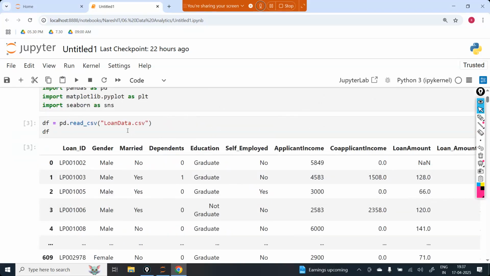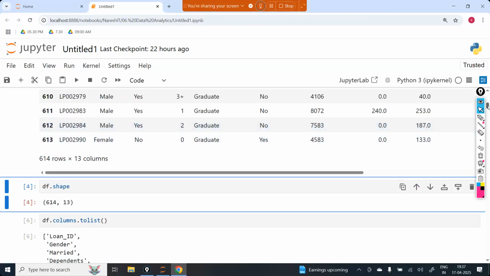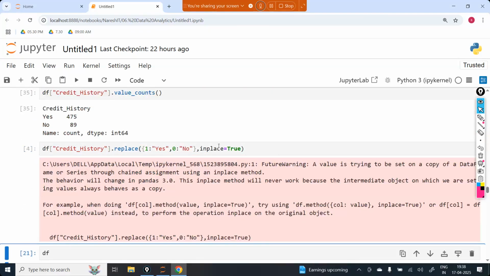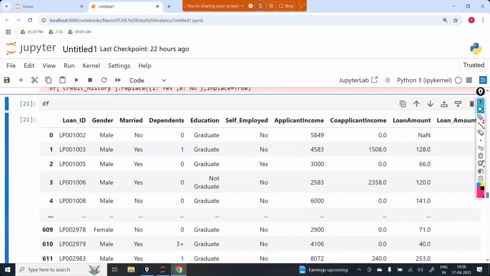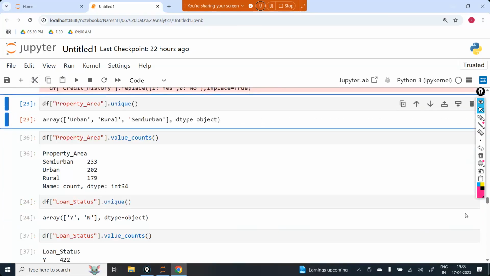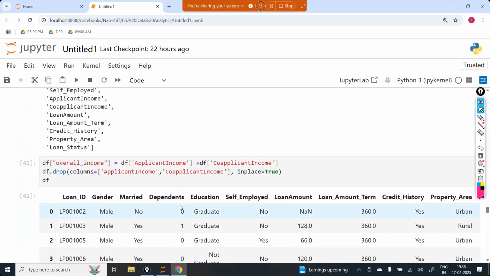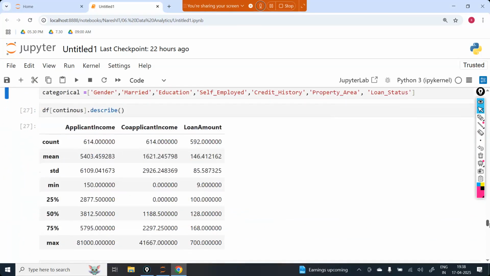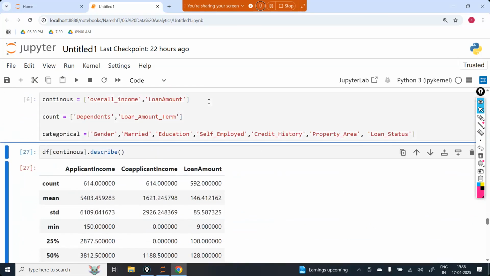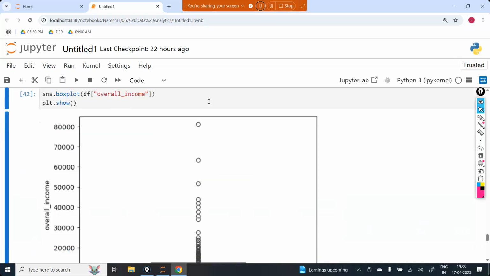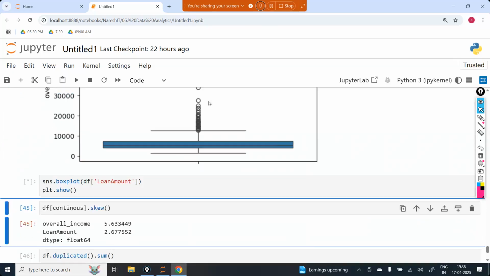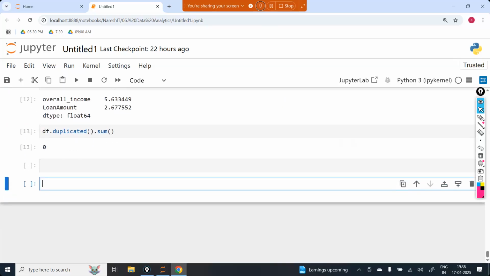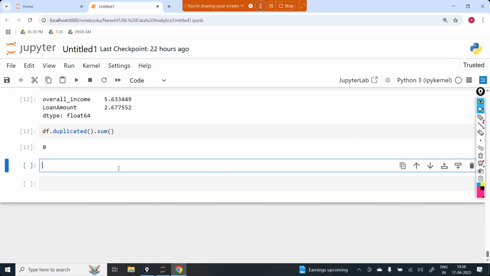So here again I'm going to have the DF. This is my DF, and within that DF, this is credit history. Yesterday I created one more column called overall income. After creating overall income, we created continuous variables and applied the describe function. We saw the box plot and made a note of each of them, and also checked the missing values and duplicate records. Yesterday we completed the data exploration.